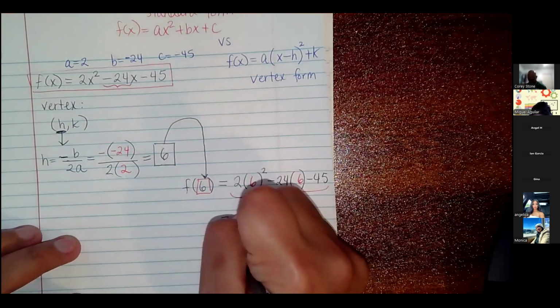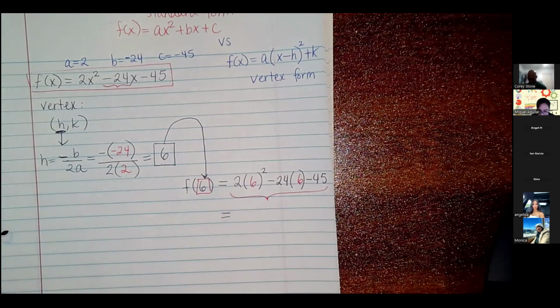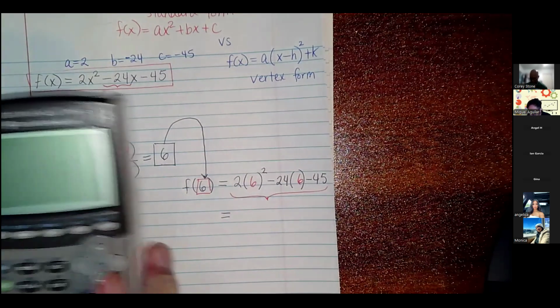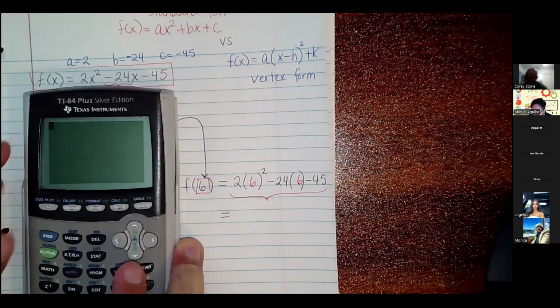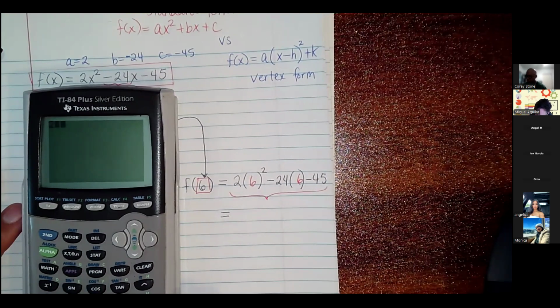And now I can just put this in the calculator. Again, as long as you can memorize that process, I don't care whether you can do PEMDAS by hand or in your head. I would just say, okay, let's just do this in the calculator so that we don't make any mistakes. Type this exactly the way we see it. 2 parentheses 6 squared minus 24 parentheses 6 close parentheses minus 45.